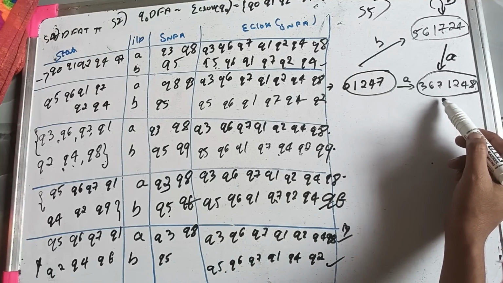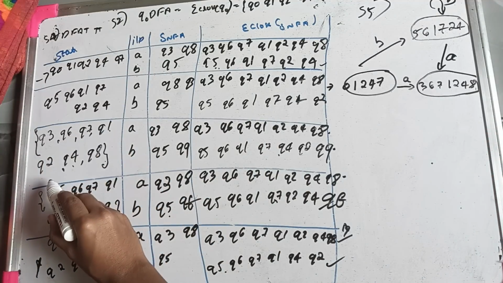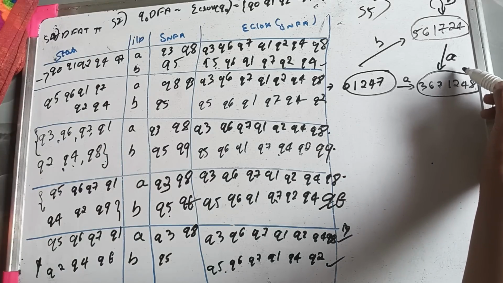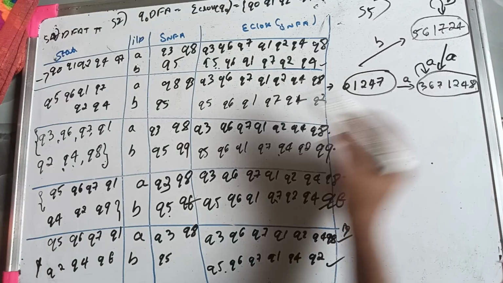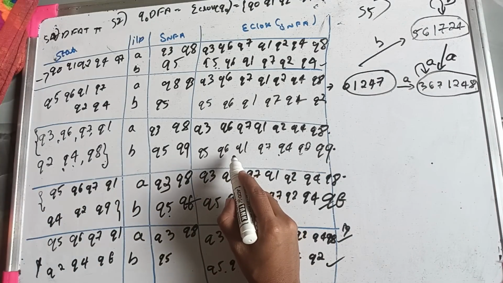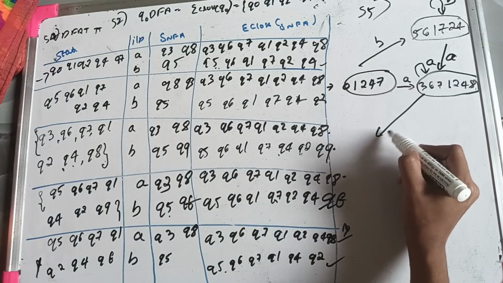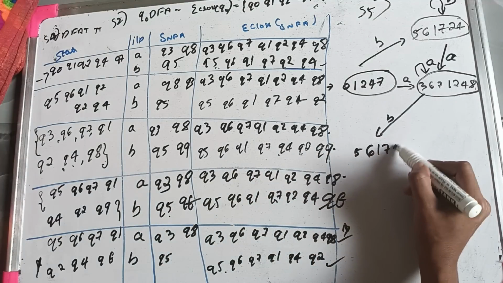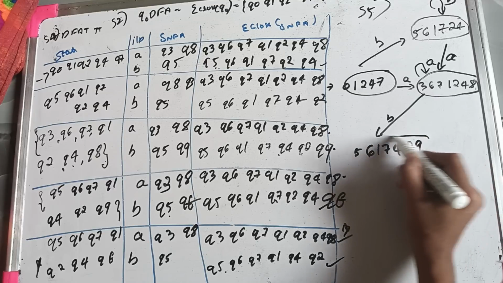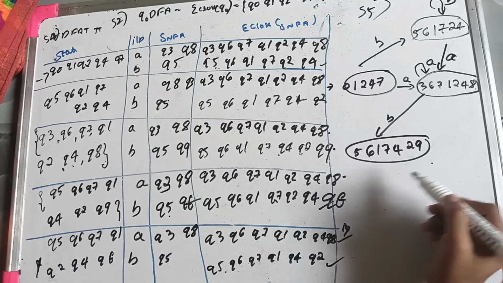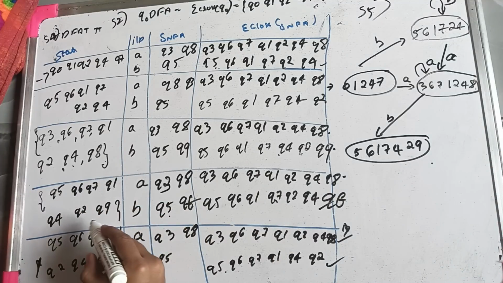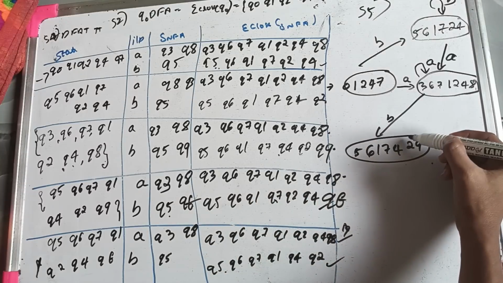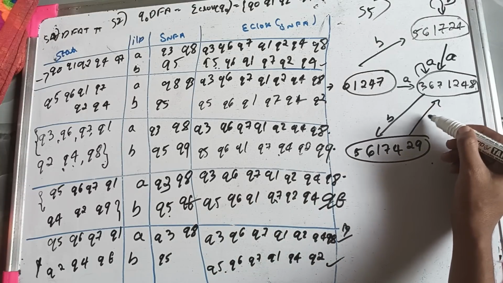And for this 3, 6, 7, 1, 2, 4, 8. A is a self loop here. And B goes to 5, 6, 1, 7, 4, 2, 9. And next for 5, 6, 7, 1, 4, 2, 9. A goes to 3, 6, 7, 1, 2, 4, 8.